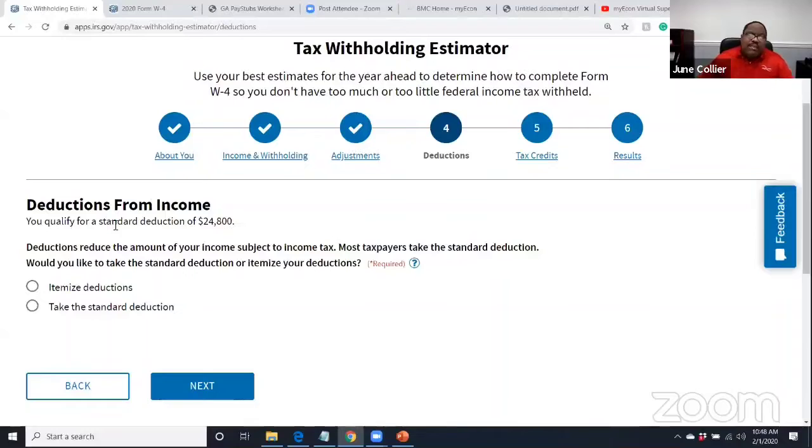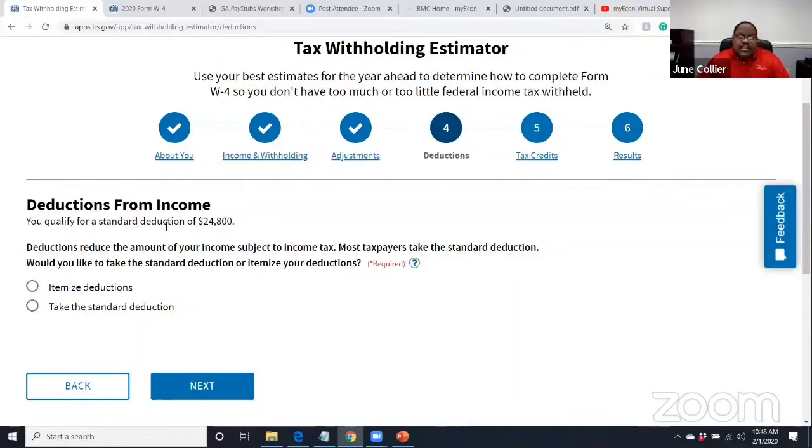It says that you qualify for a standard deduction of $24,800. Here's what that basically means. A standard deduction is what the government gives you for just being an income producer in the United States. And so if you're married, filing jointly, the first $24,800 is not taxed. And so they subtract that from your total income and start to get your taxable income.